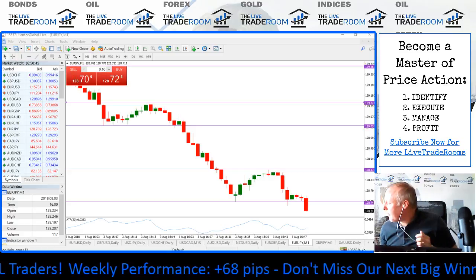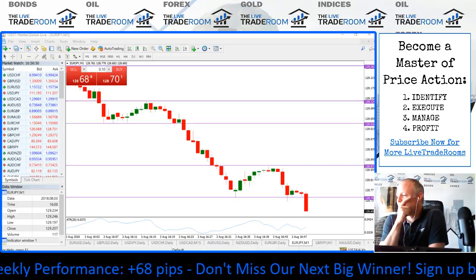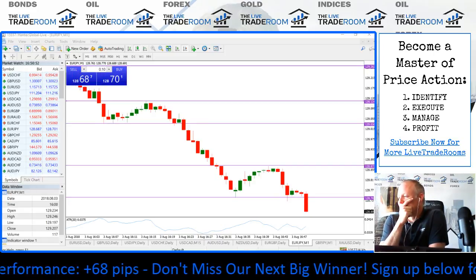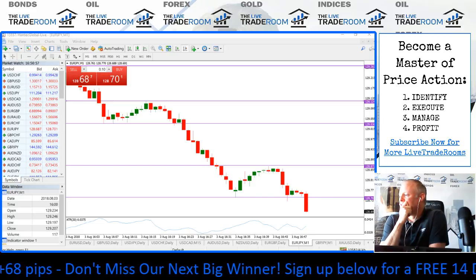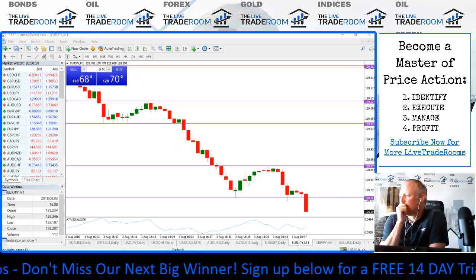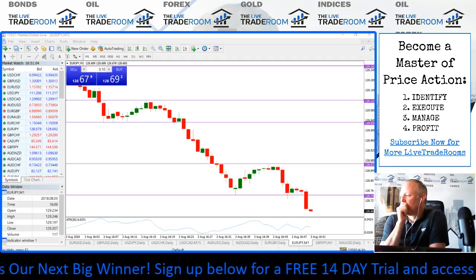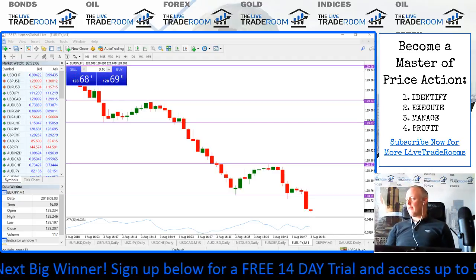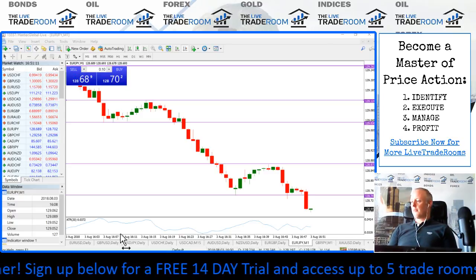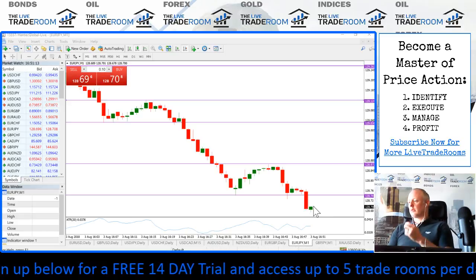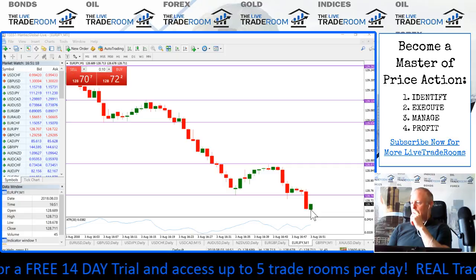So let's now see if we do get that close beneath that level. So now we've had the close beneath this level and we're down at the 128.68. Let's see if we get a little pullback in this market.